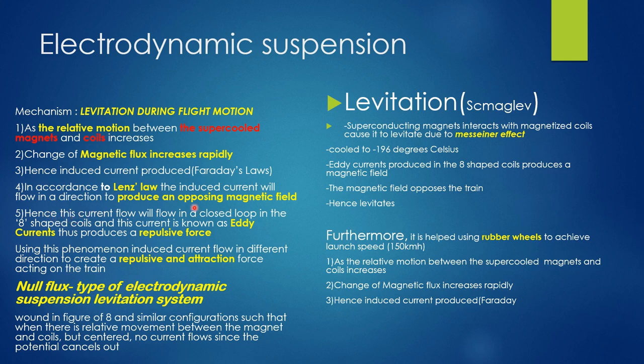And this opposing magnetic field is due to the current. This current flow direction is determined by Lenz's law too. Hence, this current will flow in a closed loop in the egg-shaped coil, which is also known as the eddy current, to produce a repulsive force due to this opposing magnetic field. Using this phenomenon, induced current flows in different directions to create repulsive and attractive forces acting on the train. This statement here says how the current in the egg-shaped coils flows differently to cause these two forces to be produced, which levitates the train. We'll look into it in the next slide.